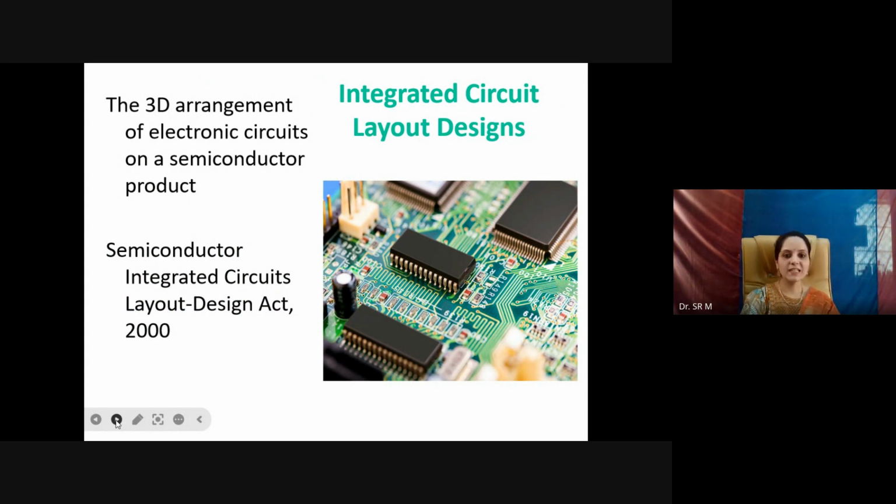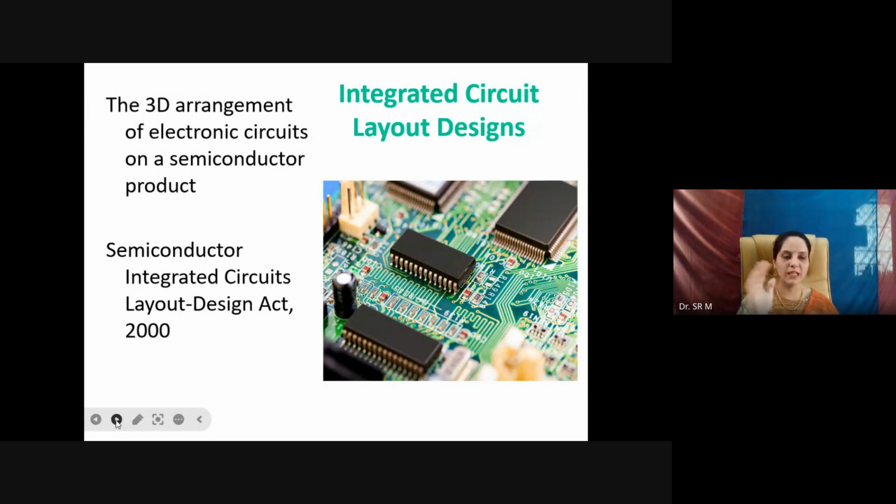Integrated circuit layout design, or you can call it semiconductor layout design, is nothing but, in simple words, the three-dimensional arrangement of electronic circuits on a semiconductor product. In simpler terms, it is a design or a blueprint of the tiny circuits we have on our electronic devices. India protects these designs under the Semiconductor Integrated Circuits Layout Design Act 2000. This law is something like a bodyguard for the creative layout designs used in your electronic circuits.